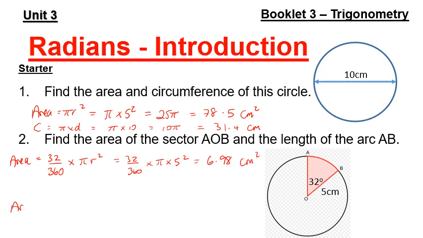And then the arc length from A to B, again it's part of the circumference, but it's not the whole circumference, it's just a fraction of the circumference, and it's the same fraction as earlier, 32 out of 360. So I'm going to do 32 out of 360 times pi times the diameter, which would be 10. And from the calculator, that's about 2.8 or 2.79. And that was going to be measured in centimetres because it's the length of an arc.